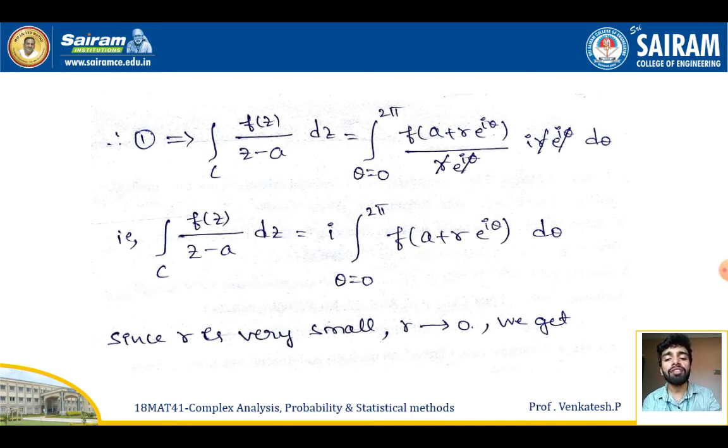Since r is a very small quantity, we can take it as 0. If r is equal to 0, then f of a plus r e power i theta becomes only f of a.